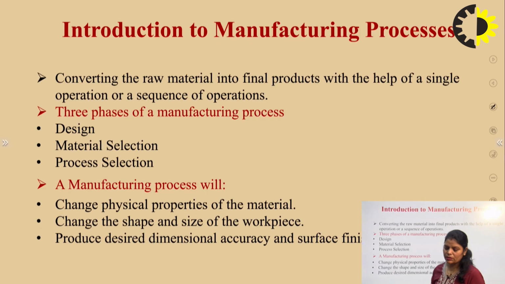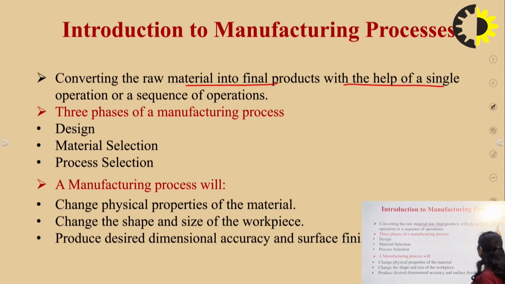So first we will discuss the manufacturing process. What is manufacturing? How will we define manufacturing? When we convert the raw material into the final product, that is manufacturing. And we can do this with the help of different processes. What is the meaning of processes? It is the sequence of operations with the help of which we are converting the raw material into the final product. So manufacturing processes basically convert the raw material into the final product with the help of a single operation or a sequence of operations.